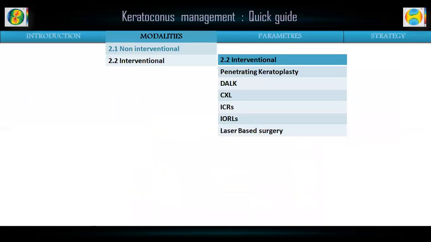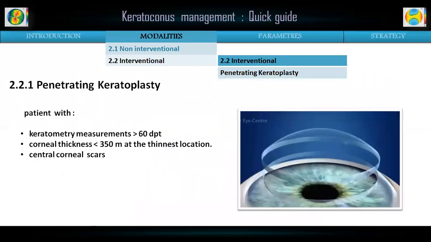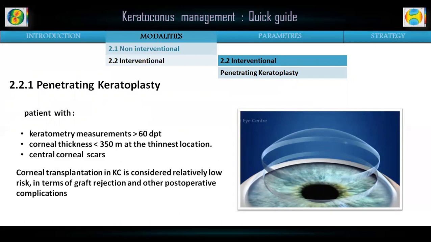For the surgical procedures, we have the keratoplasty, penetrating keratoplasty, in the case of a patient with keratometry more than 60 diopters and corneal thickness less than 350 microns with central corneal scars. This technique in keratoconus is considered relatively low risk in terms of graft rejection.